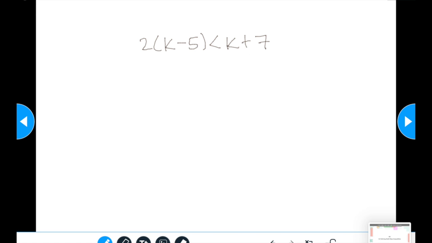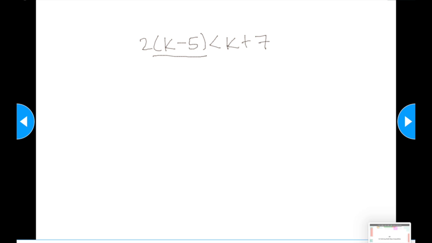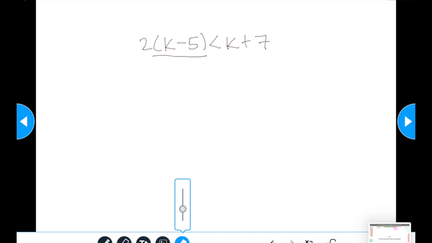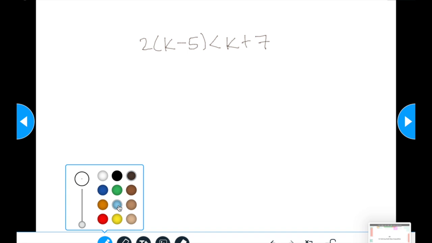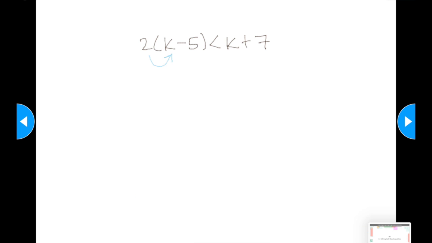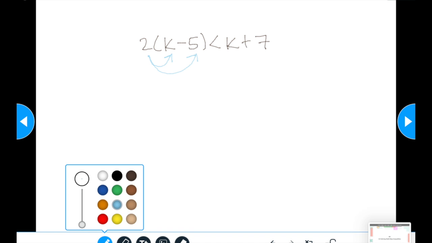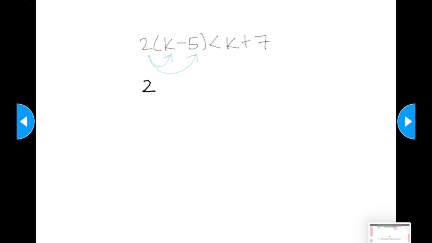Based off of my steps, I need to apply the distributive property wherever I can. I do see here that we have parentheses, so that means that I could distribute the 2. So I'm going to erase this, and I'm going to distribute the 2 to both the k and the 5. And so when I do that, I get 2k minus 10 is less than k plus 7.